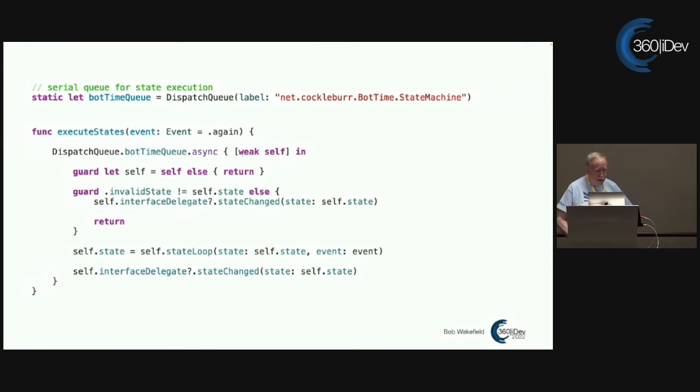The state machine executes in its own sequential queue. Calls to the execute states function add the closure containing the call to the state loop function to the queue. This is not the latest and newest and shiny, but that comes later after I get it all working.